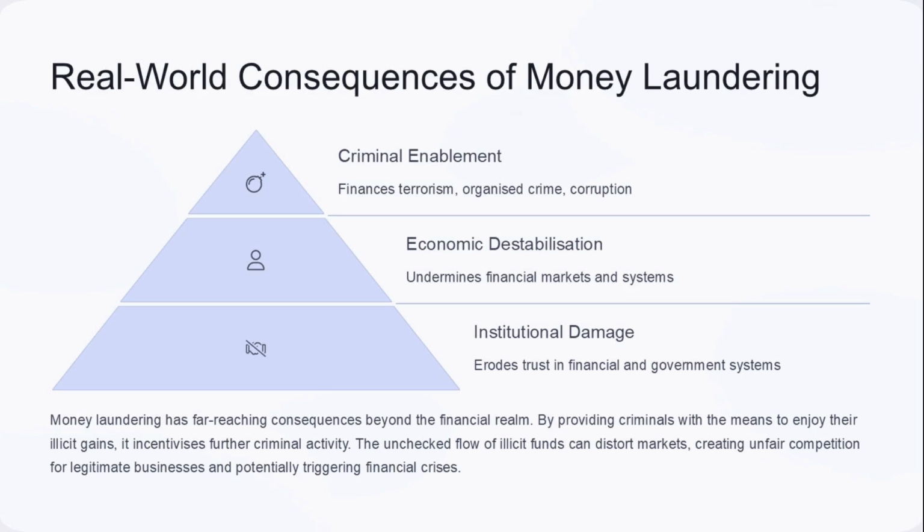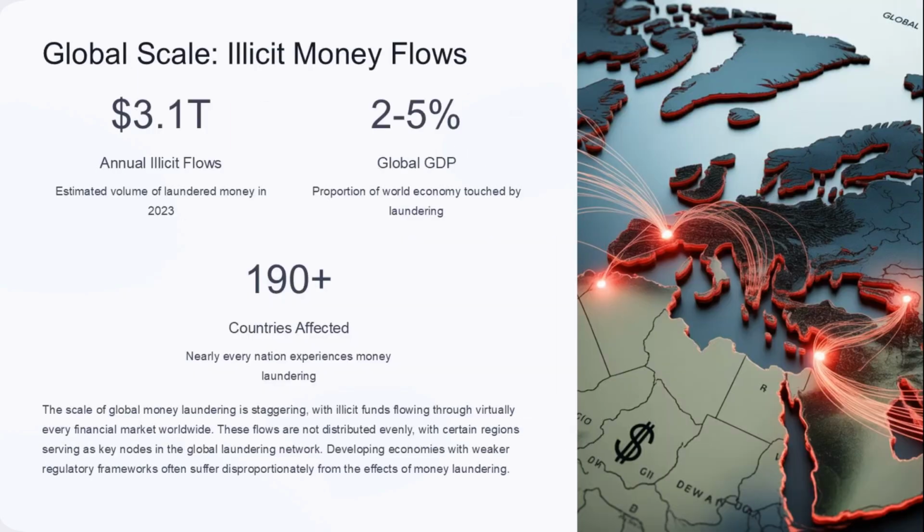Money laundering has far-reaching consequences beyond the financial realm. It enables criminal activities like terrorism and organized crime, undermines economic stability by distorting markets, and erodes trust in financial and government systems. The unchecked flow of illicit funds can create unfair competition, trigger financial crises, and incentivize further criminal activity. The scale of global money laundering is staggering, with illicit funds flowing through virtually every financial market worldwide.